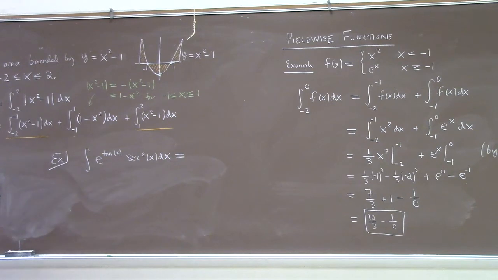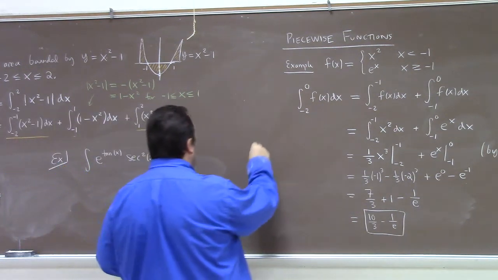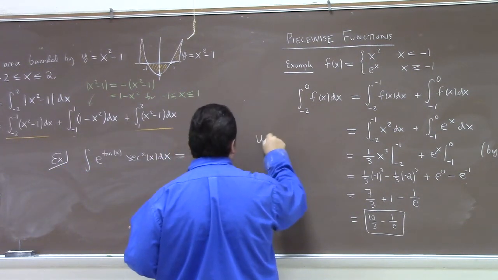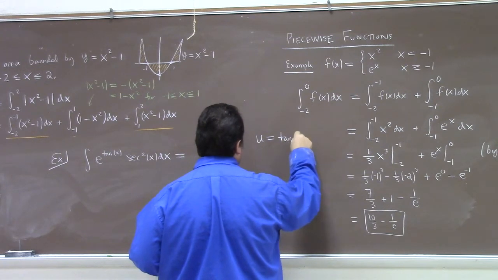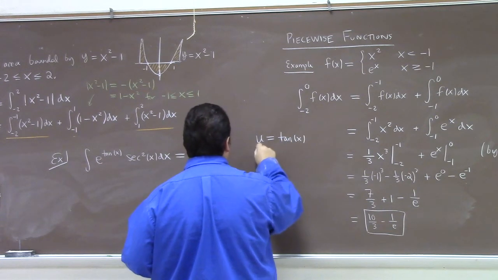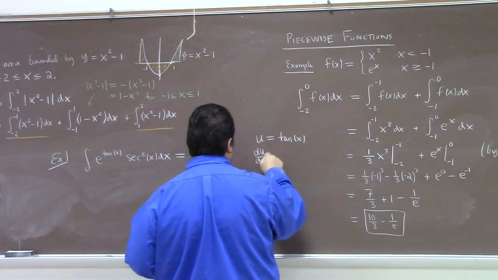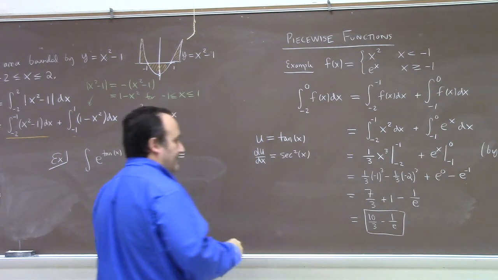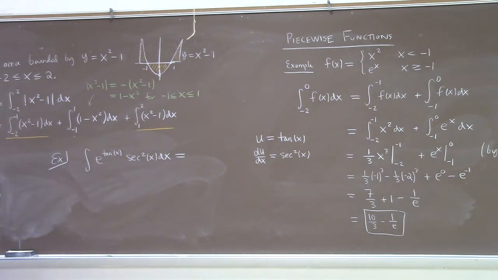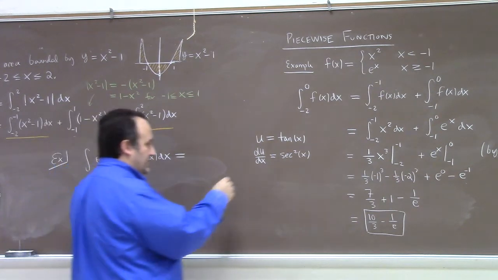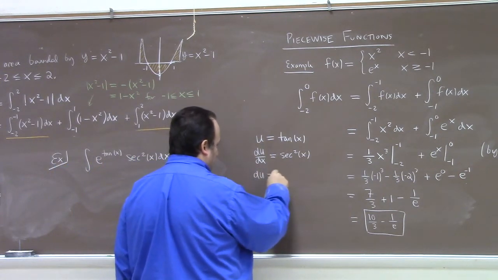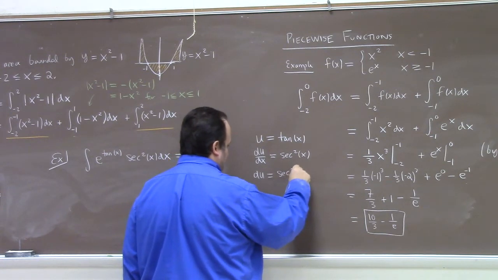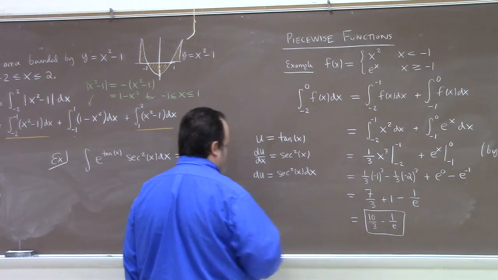All right. So here's what we do. We let u equal something that will be helpful. In this case, I'm going to say u equals tangent of x. So that makes du dx equal to what? Secant squared x, right? So if we solve that for du, we've got du equals secant squared of x dx. See that?